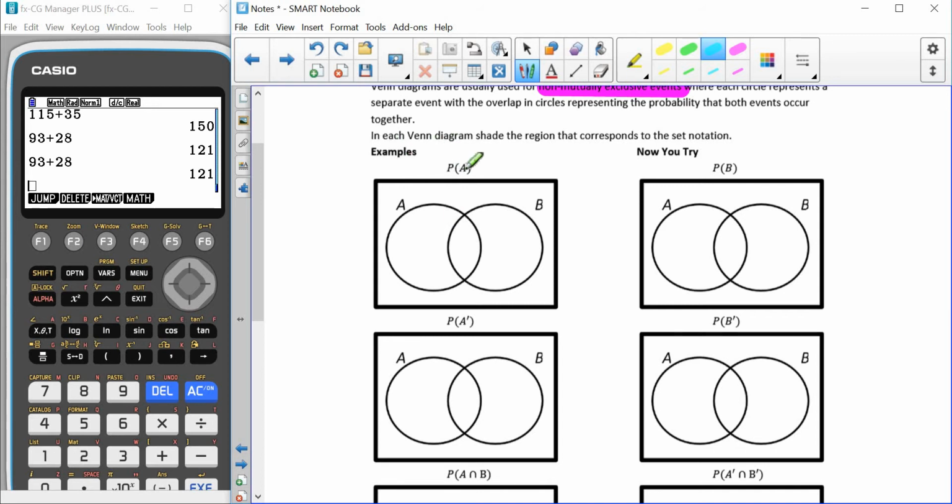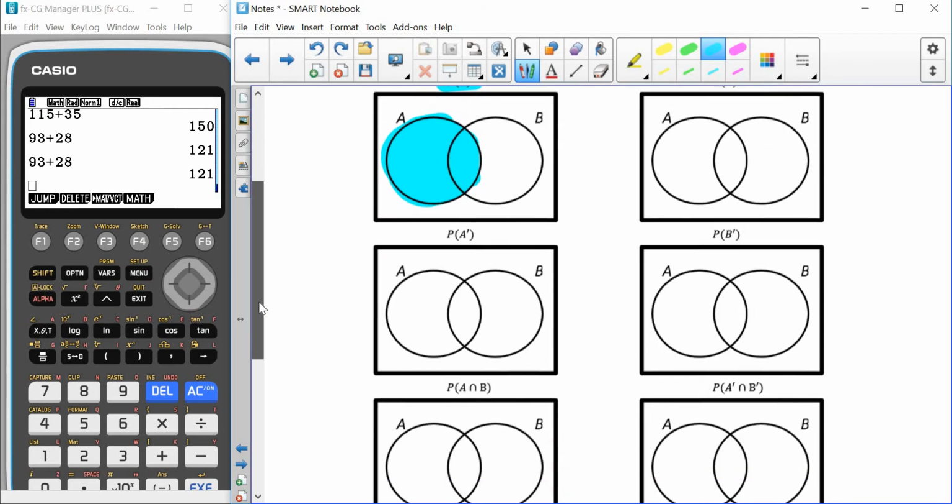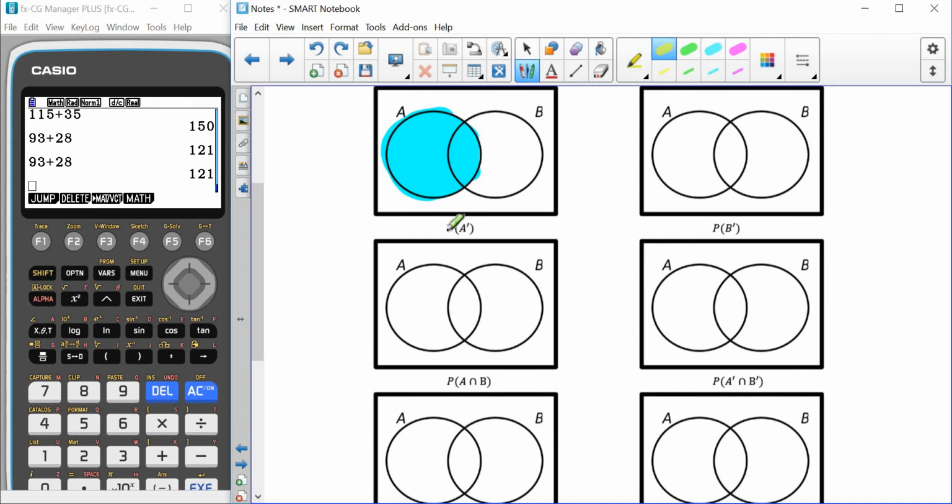So for this first example here, we're looking at the probability of A, which means that we're looking at inside the A circle, and that means the entirety of the inside of the A circle, including this bit here, which is also in the B circle. For the second example, not A means everything that's not inside that circle that we just coloured in. So it's not going to be any of that circle, which I'm just going around the outside of, but it is everything else that's within the square, within the rectangle.